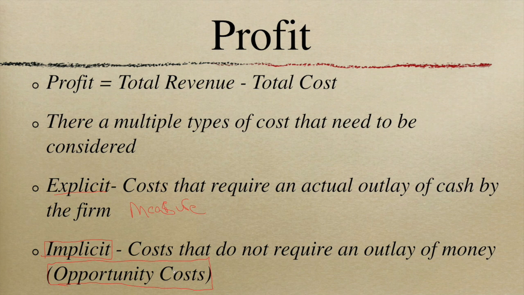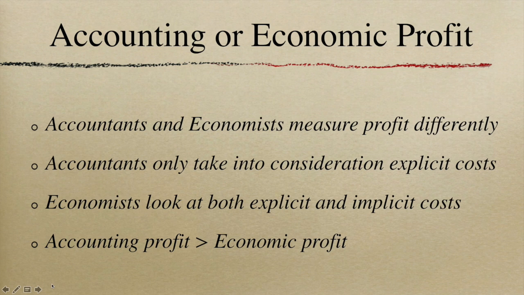Now, one important thing you need to remember is there's always going to be an opportunity cost. So firms always have some form of implicit costs. When it comes to implicit and explicit costs, this is a big difference between accountants and economists. Accountants really only look at the explicit cost of production. Economists look at both the explicit and the implicit costs of production.